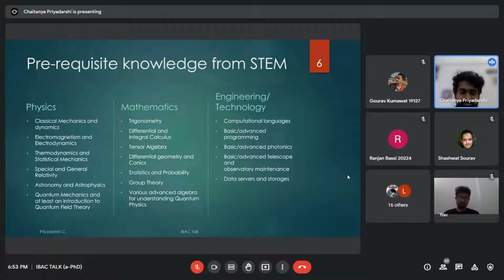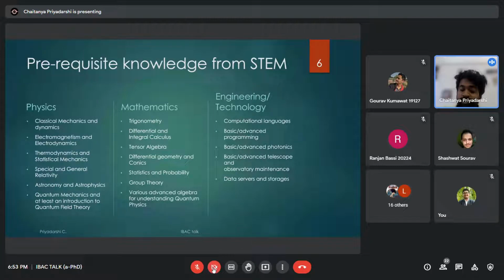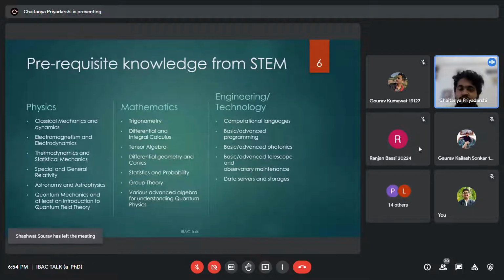For mathematics, some basic trigonometry, differential and integral calculus, some tensor algebra. Now we get more advanced with differential geometry, conics, statistics and probability, very important in any data analysis in physics. Group theory, this is more of a territory for general relativity and quantum field theory, and some other advanced algebras that one might need. It's not my idea to list everything, but just to give an idea.